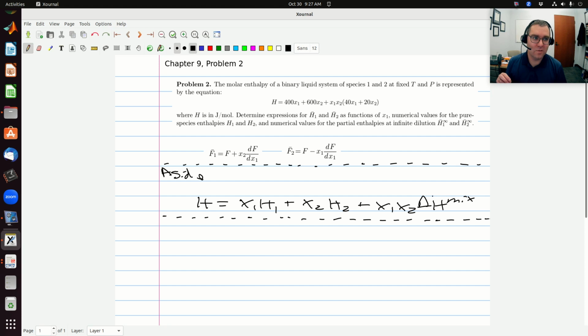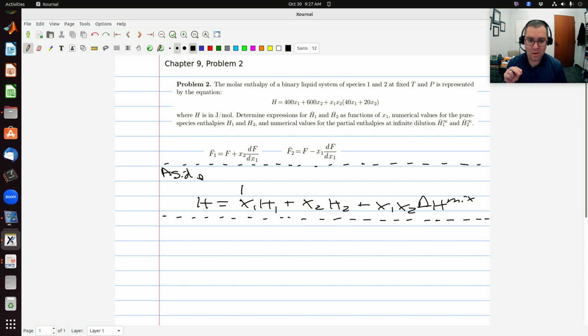So the term on the right is my property change upon mixing, and it's x1 times x2 times delta H of mixing, the reason being that in the limit of pure component 1, x2 is equal to 0, and this term is 0. In the limit of pure component 2, x1 is equal to 0, and this term gets killed. So in both pure component limits, this term is killed. Then in the limit of pure component 1, x1 goes to 1 and x2 goes to 0, so I have the correct limiting behavior, H equal to H1. In the limit of pure component 2, I have the correct limiting behavior that H is equal to H2.